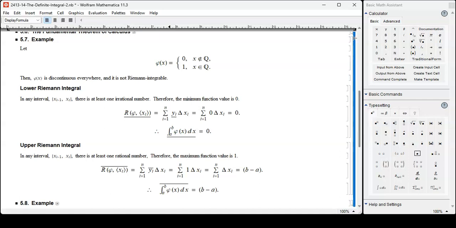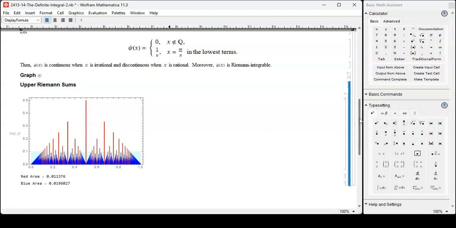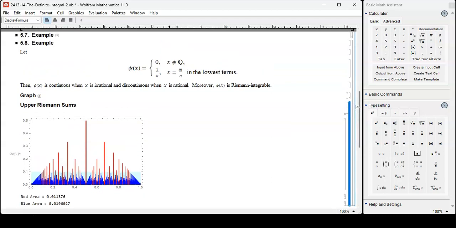As for the last problem, I'll just show you the graph and then we'll just leave it there. Does it make sense?